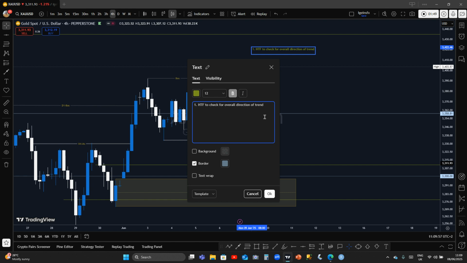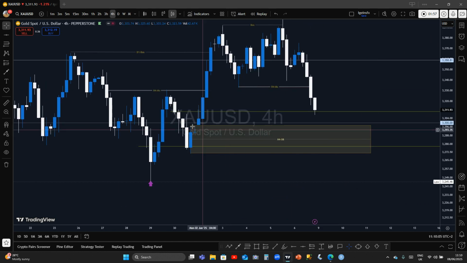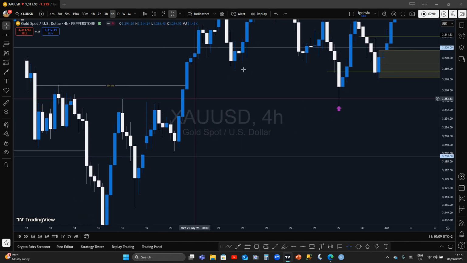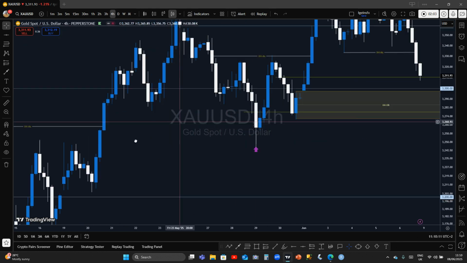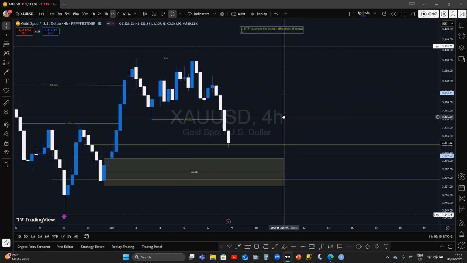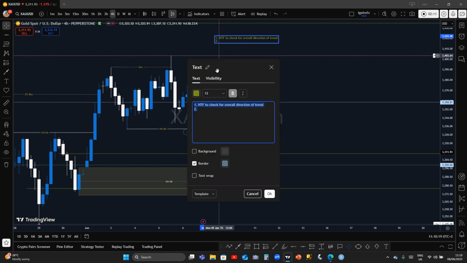We have been able to ascertain that because we know it is bullish. The overall direction of trend is bullish. It's going up. On the higher time frame, it's going up. So the next thing you want to do is what?